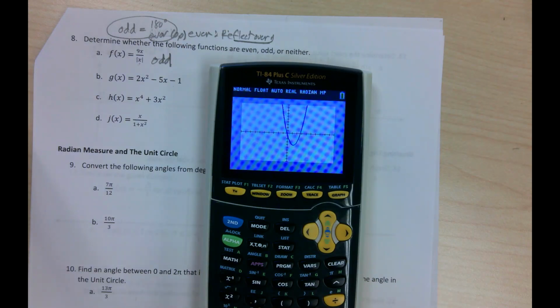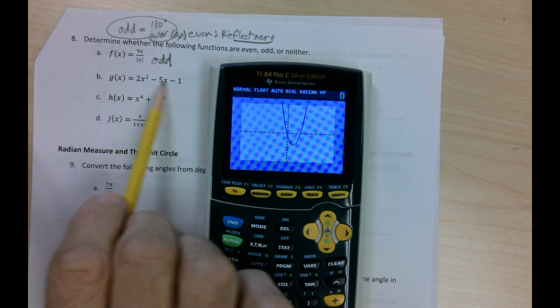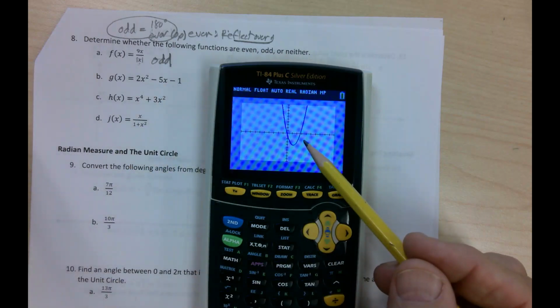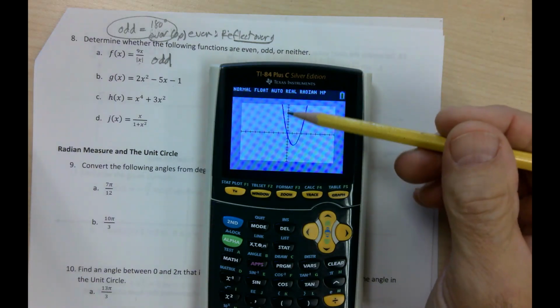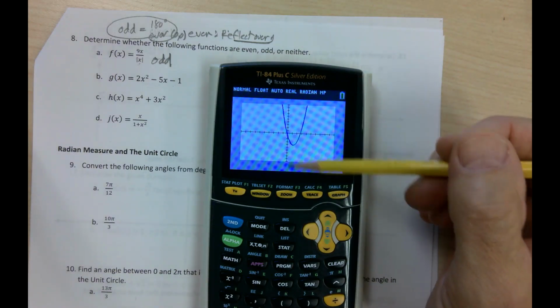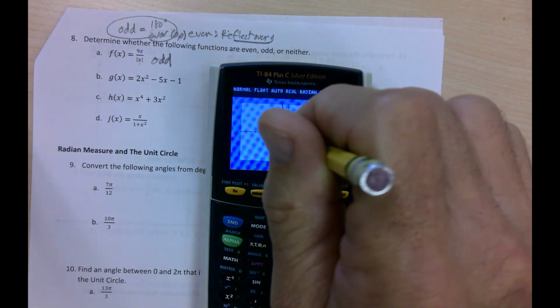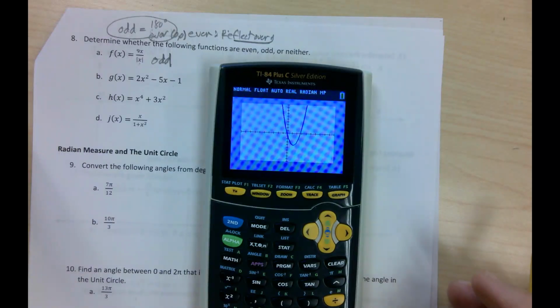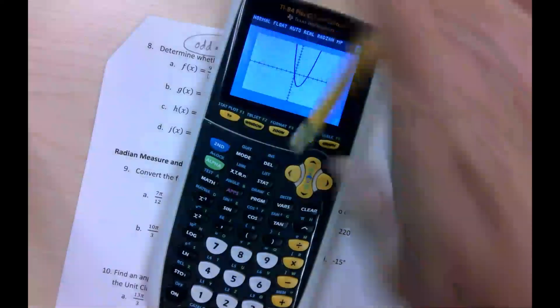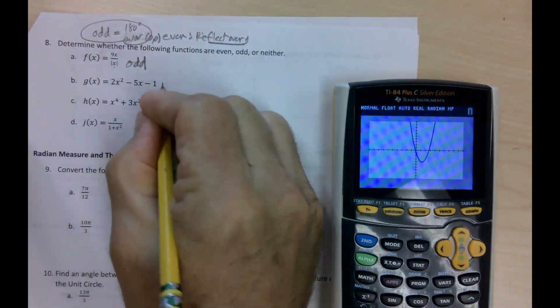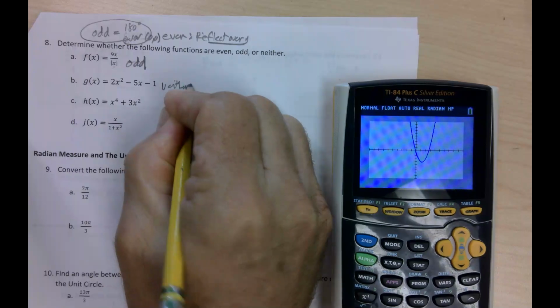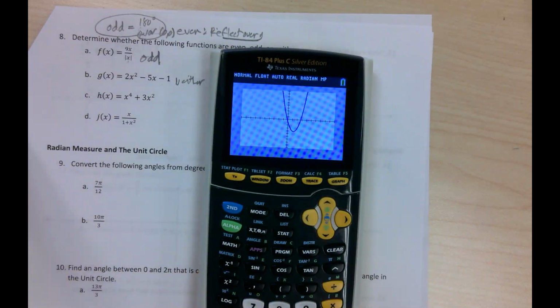Okay, so this one, we got ourselves a parabola. We can tell by looking at it. There it is. So if we reflected it over the y-axis, would it be the same drawing? No. If we spun it around the origin 180 degrees, would it be the same drawing? Obviously no. So this is neither. Neither for that one.